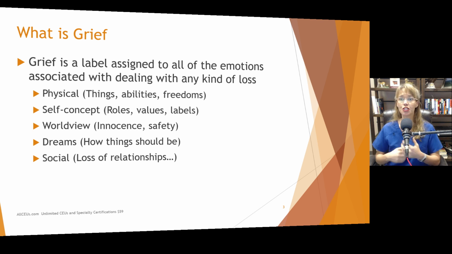We can lose things in terms of values. If we value honesty and we look around and people are not honest, we feel like everybody's lying, or we start doing things that go against our values, we may grieve that. We can lose things in terms of worldview. That's the more meta concept of innocence and a sense of safety. And a lot of people experience that. If they are trauma survivors, they may feel a loss of innocence.